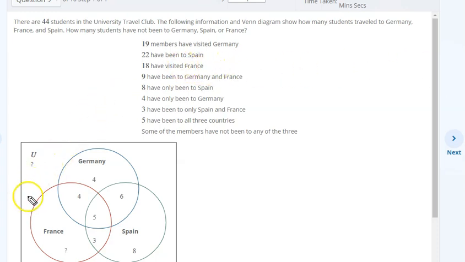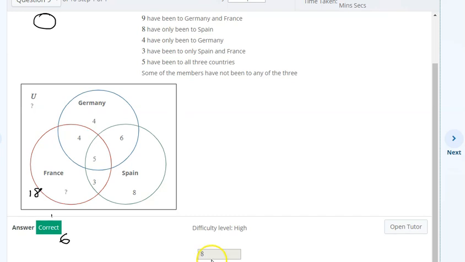Now, France is 18 here. So we're going to add this up. This is 9. And 2 and 3 is 12. From 18 leaves, this is 6. Now that I found this out, I add all of these up, subtract it from 44, and I'll move this down so you can see it. This would be 8 that did not go to any of the 3 countries down at the bottom.